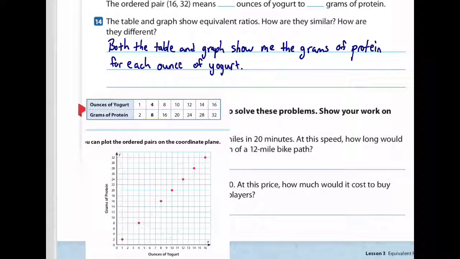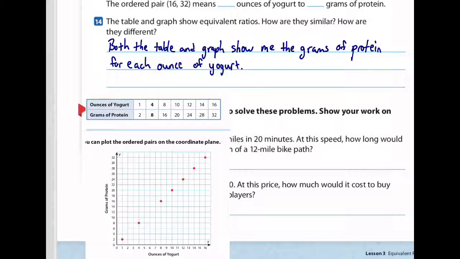Okay, so that tells me how they are similar. So now I need to explain how they are different. So when I look at these, I mean, they're very similar, but the table shows me using numbers. It actually shows the ratio, where the graph shows me how the ratios line up in a straight line. So the one is kind of numbers, the one is kind of a picture. So let me think how I can word that.